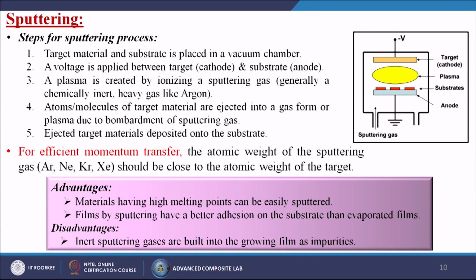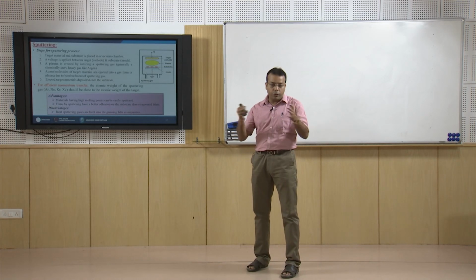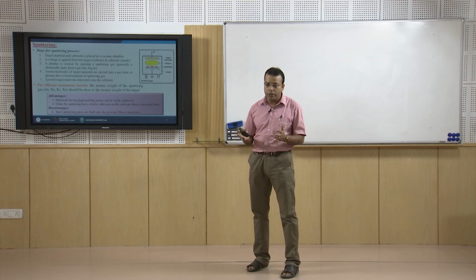So, for efficient momentum transfer, the atomic weight of the sputtering gas, like argon, neon, krypton, xenon, should be close to the atomic weight of the target, otherwise it is a little bit difficult. Then what are the advantages? Materials having high melting points can be easily sputtered. Films by sputtering have better adhesion on the substrate than evaporated films. Disadvantages: inert sputtering gases are built into the growing film as impurities. So, it can create some impurities too, but overall the sputtering technique is good, and it is cheap and less time consuming.